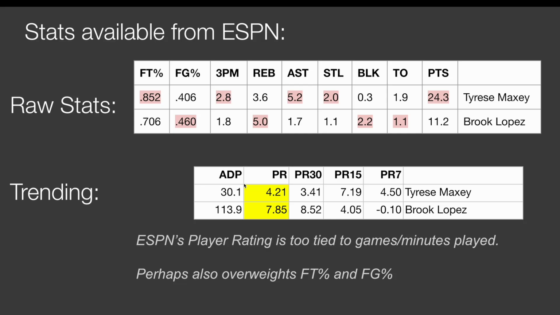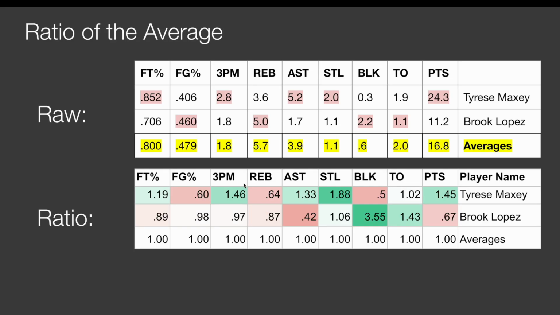rating. The problem with these stats is that my brain doesn't know how to properly evaluate the raw stats, and the trending stats just over index on players who played a lot of games. Brook Lopez is not twice as good as Tyrese Maxey, so there's got to be a better way to evaluate players. We can calculate how much value an average player generates, and then we can compare Tyrese and Brook to the average and see how much value they're generating relative to a replacement player.